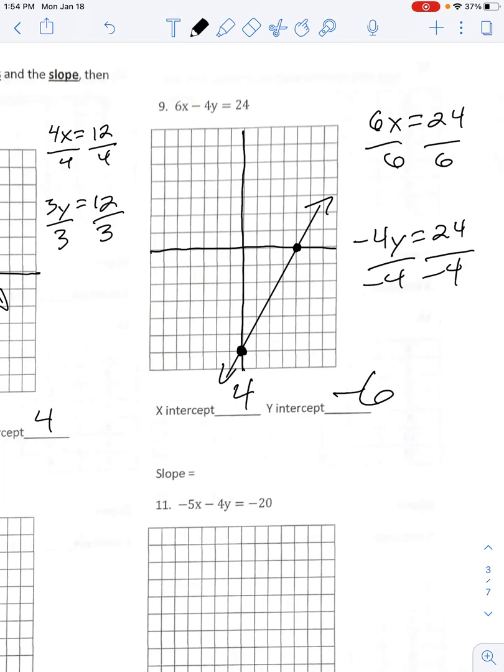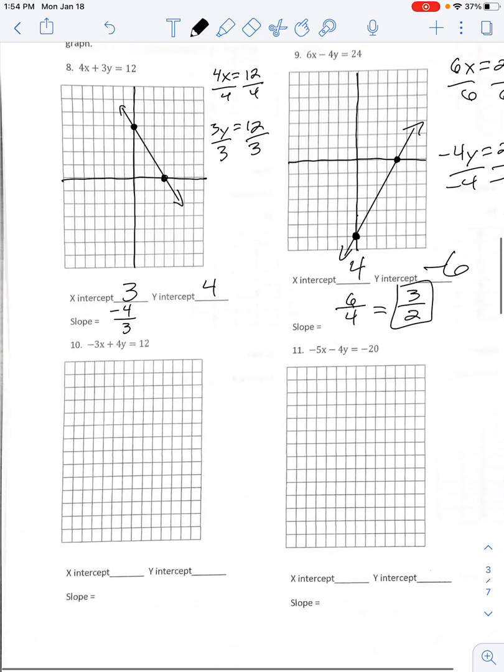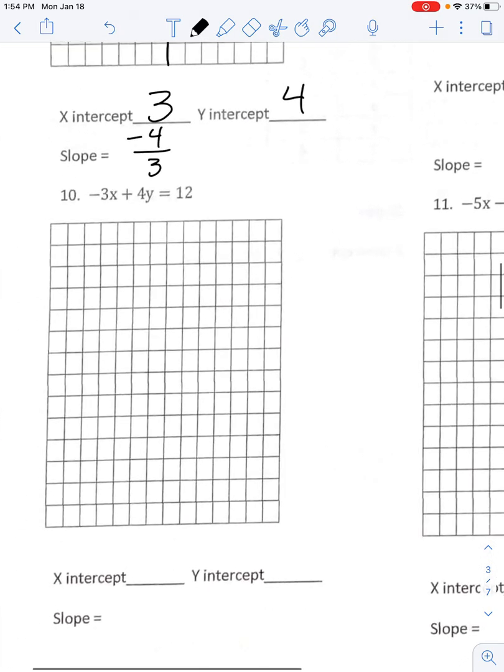So we're going to go up 6. 1, 2, 3, 4, 5, 6. So that's the top number. Right 4. So 6 over 4 reduces to 3 over 2. All right, number 10. Right here, we've got same thing. So negative 3x equals 12.